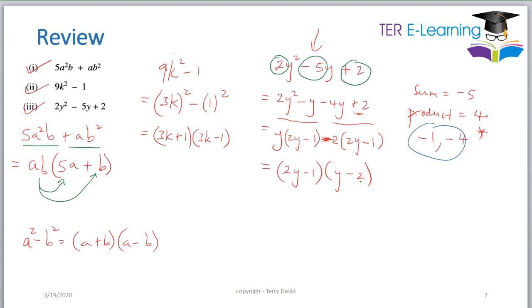Alright, so for those of you who are comfortable factorizing by just looking at it, that is fine. CSEC will give you the marks. For those of you who have problems factorizing a quadratic, please stick to this method. You can always double check your answer when you factorize.